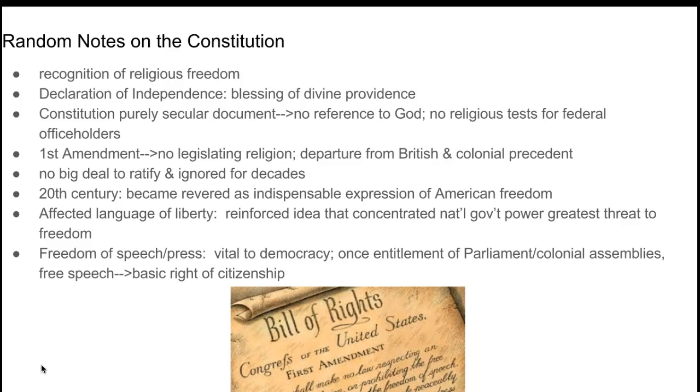The Constitution has no reference to God, and no religious test for federal office holders. There's no legislating religion, which was a departure from the British Constitution and colonial precedent. In the 20th century, this freedom of speech became a big deal, so that people could say what they wanted to. It's vital to democracy. You don't want governments to control what people are able to say or express, because if you do, it's a slippery slope to dictatorship.